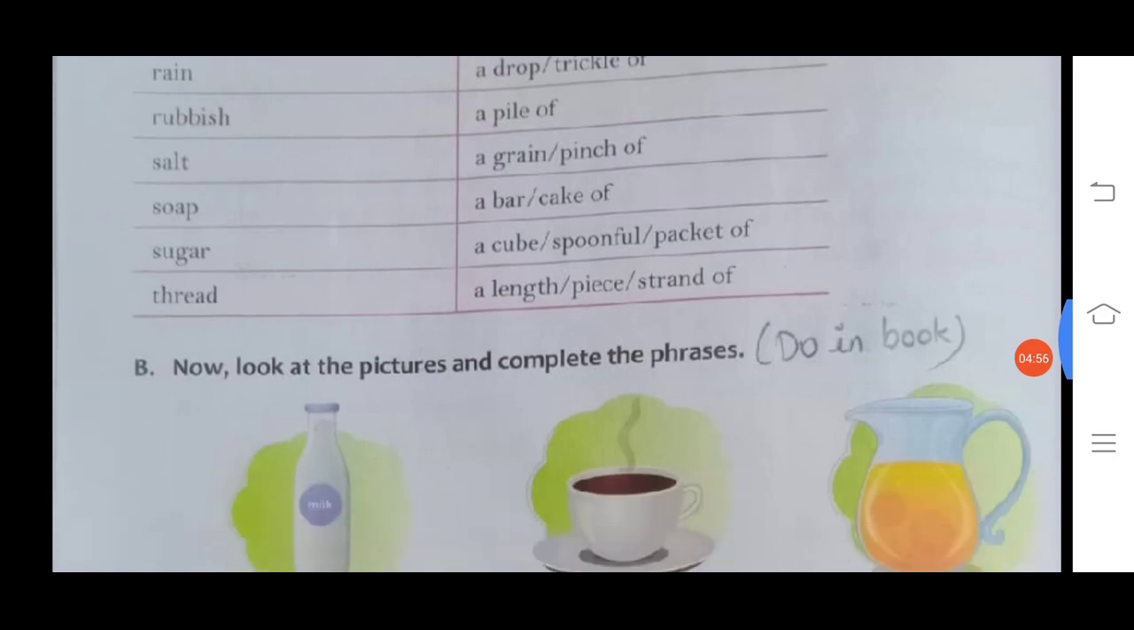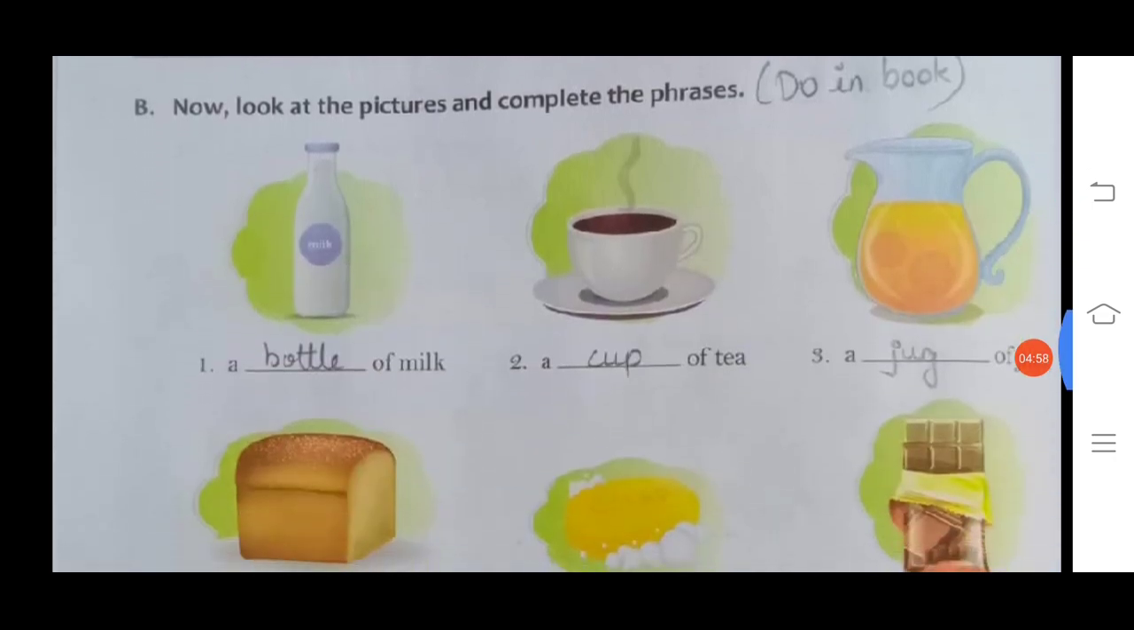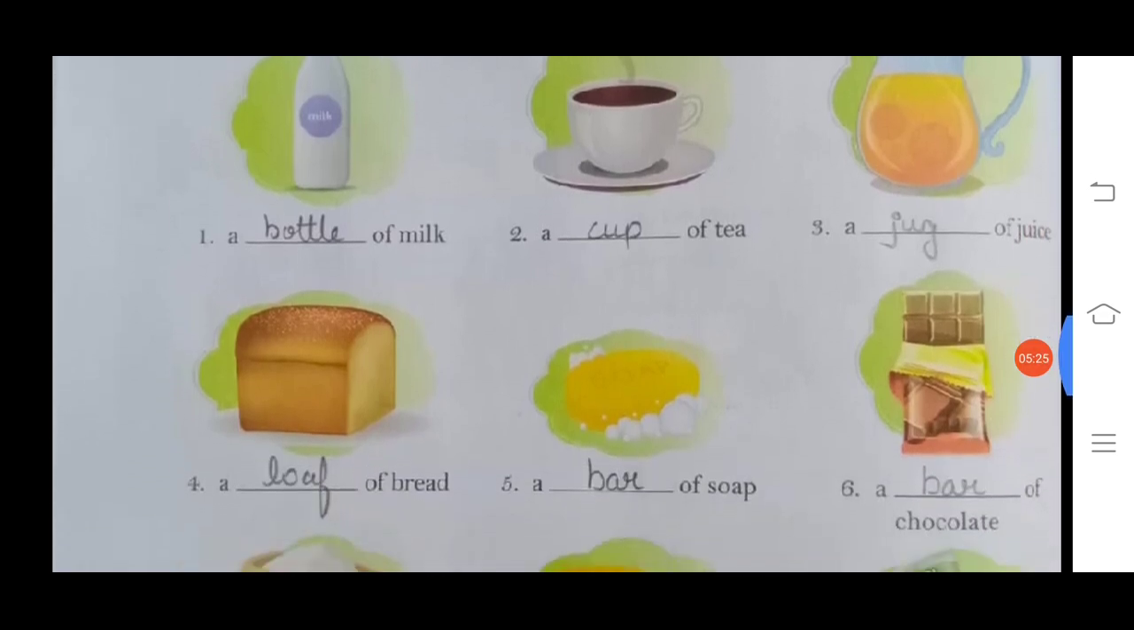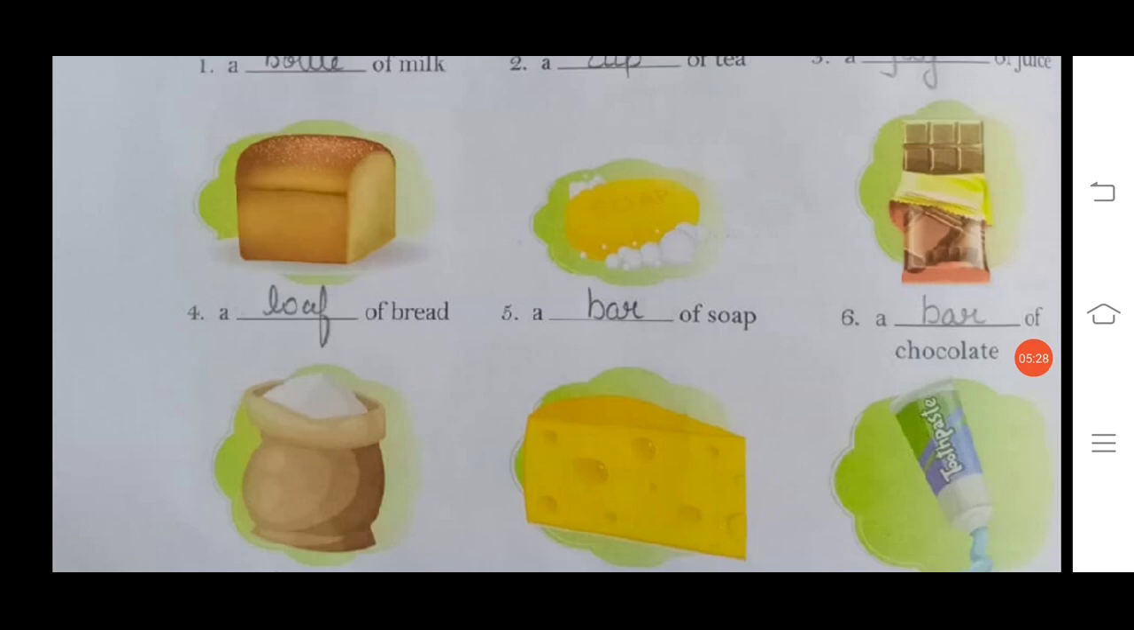Now we'll do exercise B, and this exercise you will be doing in the book itself in good handwriting. Now look at the picture and complete the phrases. Look at these pictures which are given in the book and you have to complete these phrases. Number 1, a bottle of milk. Number 2, a cup of tea. Number 3, a jug of juice. Number 4, a loaf of bread.